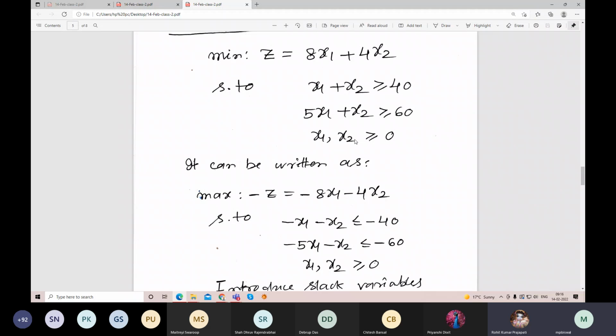Four variable problem. If nothing is mentioned, and x1, x2 are not stated to be greater than or equal to 0, you have to introduce x1 equal to x1 dash minus x1 double dash, and x2 equal to x2 dash minus x2 double dash. Instead of 2 variables, there will be 4 variables and 2 equations.